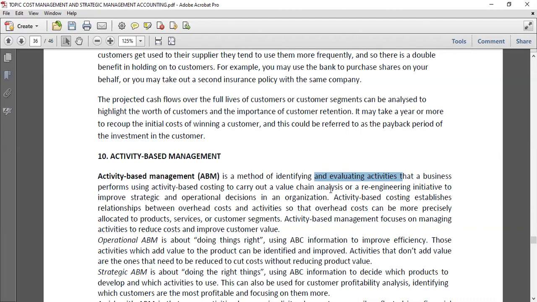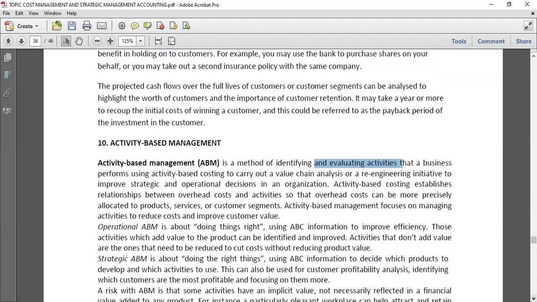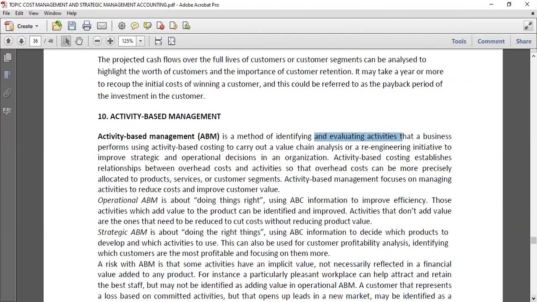So ABM can either be operational, okay, or strategic, okay? And by being operational, in simple terms, it means that we are doing things right. Operation is about doing things right. Remember, you are looking at the day-to-day running of the operations. Basically, we use the ABC information to improve the efficiency, okay?